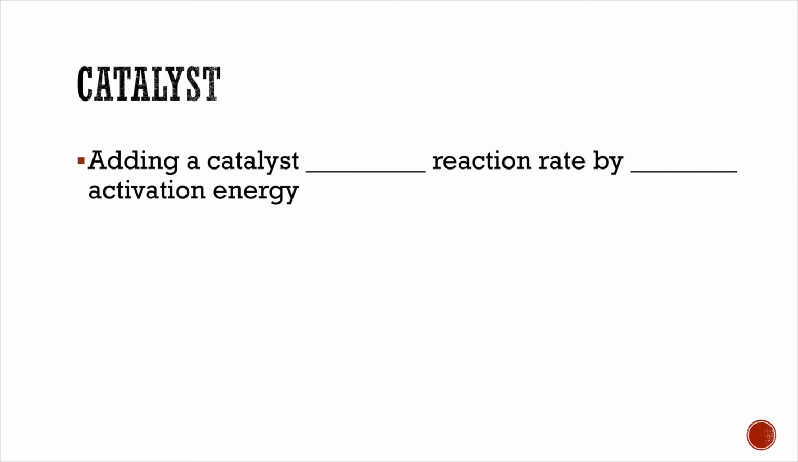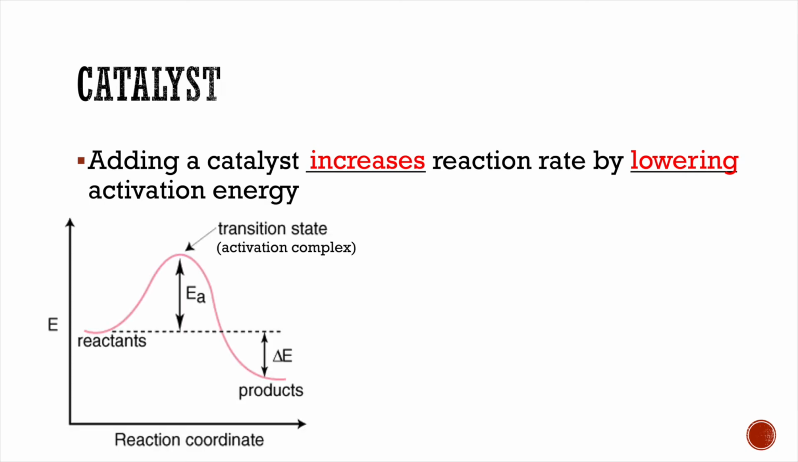The last one is much different than the others. Catalyst. You've talked about catalysts before in biology when you learned about enzymes. So adding a catalyst increases reaction rate by lowering activation energy. Now, remember we've talked about reaction coordinates before when we learned about endothermic and exothermic reactions. I have my reactants here. I have the energy of my products after the reaction. Now there's this hump here. This hill. The amount of energy it takes to get to the top of this hill is the activation energy. So up at the top we have the transition state, or what we call the activation complex.